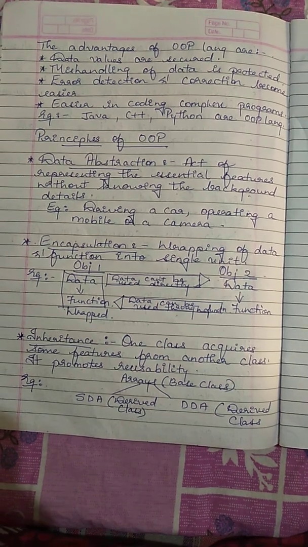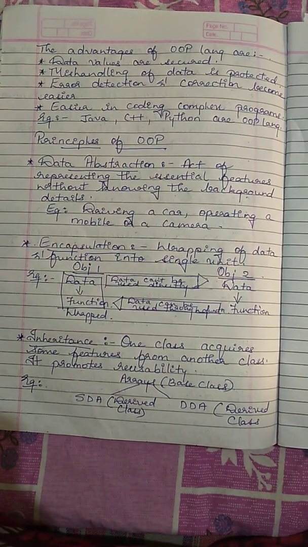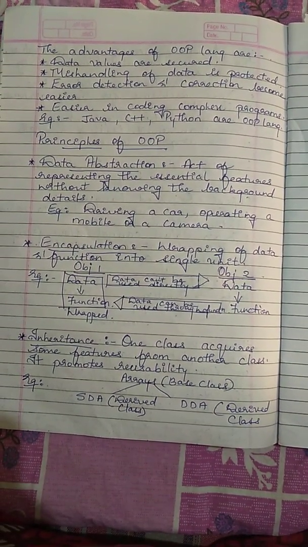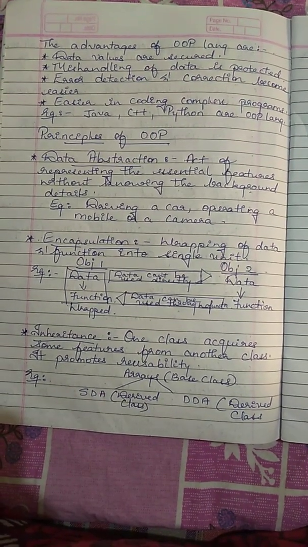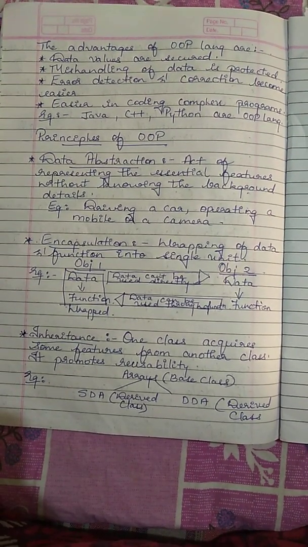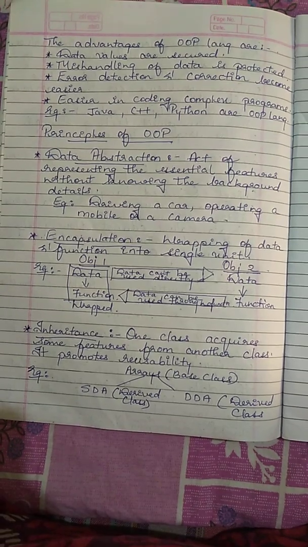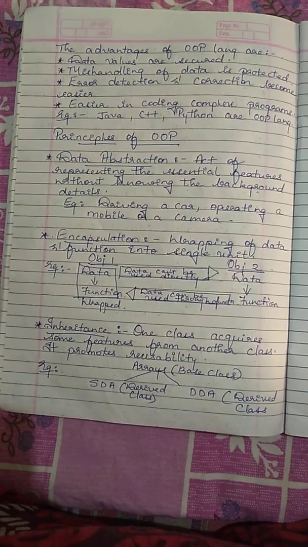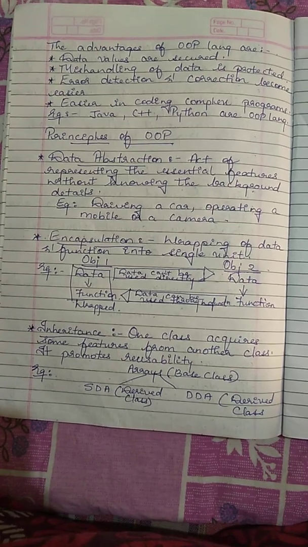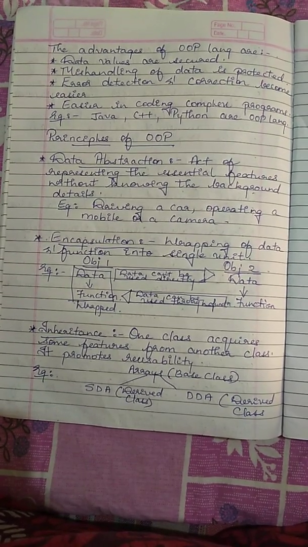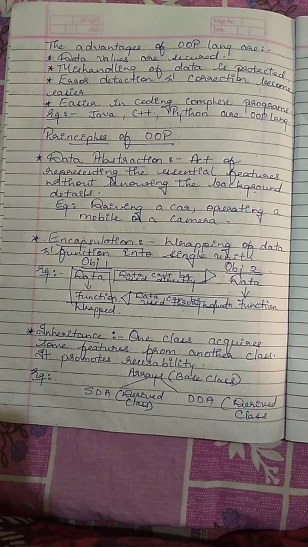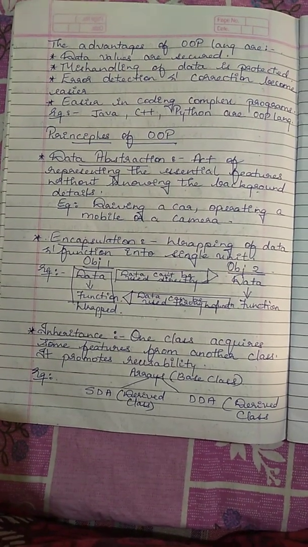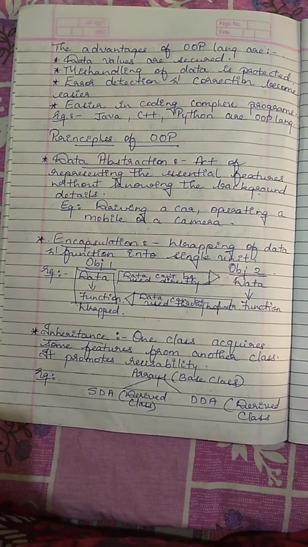So in the earlier video you had learnt about POP, that is procedural oriented programming, as well as object oriented programming, OOP. Procedural oriented programming had certain disadvantages, so the users stopped using procedural oriented programming, whereas in object oriented programming there are certain advantages of using this language.